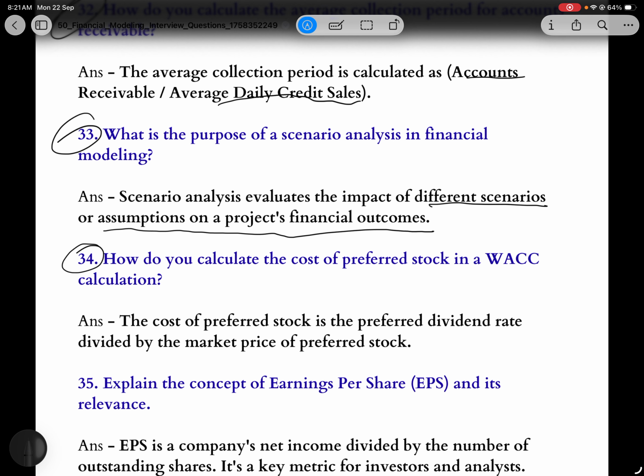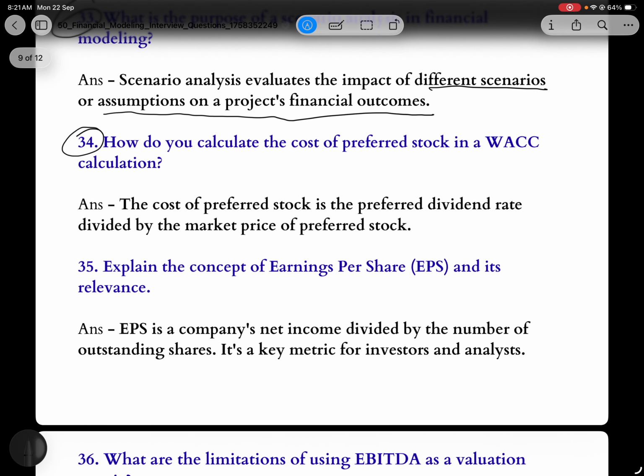And next is how do we calculate cost of preferred stock in a WACC calculation. So cost of preferred stock is the dividend rate, right? So the preferred dividend rate divided by the market price of preferred stock. So that's our cost of preferred stock.